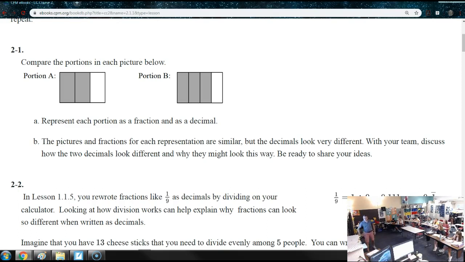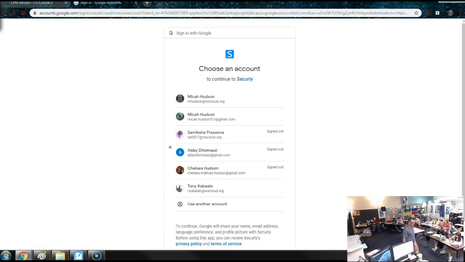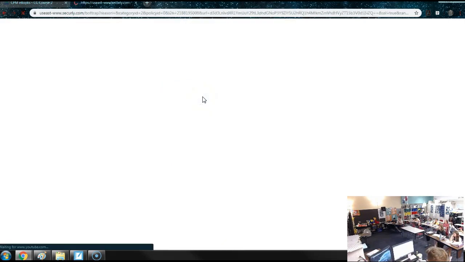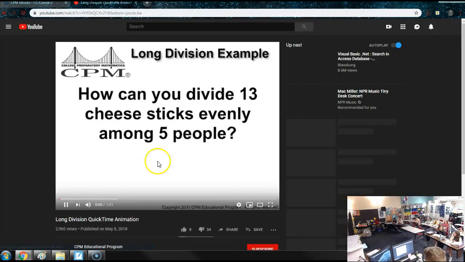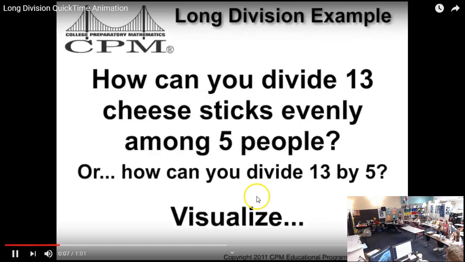All right. So then we start to look at these really interesting situations where we can predict if it's going to repeat or terminate based off the division that we see, and more so the denominator, right? Those denominators tell us very specific things. So let's say I have 13 cheese sticks, right? Who doesn't like a good peel apart cheese stick? So we have 13 cheese sticks and there's 5 of us, right? So we want to figure out how much will each of us get.